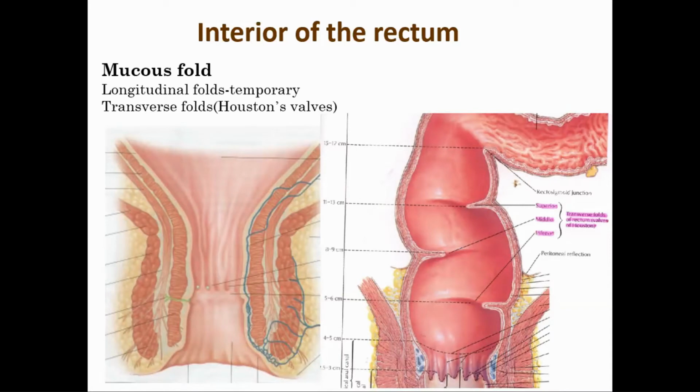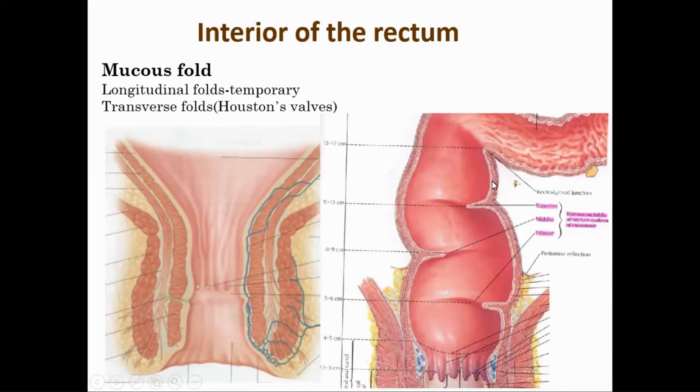Houston valves, 3 in number. From where do they arise? They arise opposite the concavity of the lateral curvatures. There are 3 curvatures: upper, middle, and inferior or lower. The first valve, the superior Houston valve, arises opposite the upper lateral curvature, and it is present in the left lateral wall.